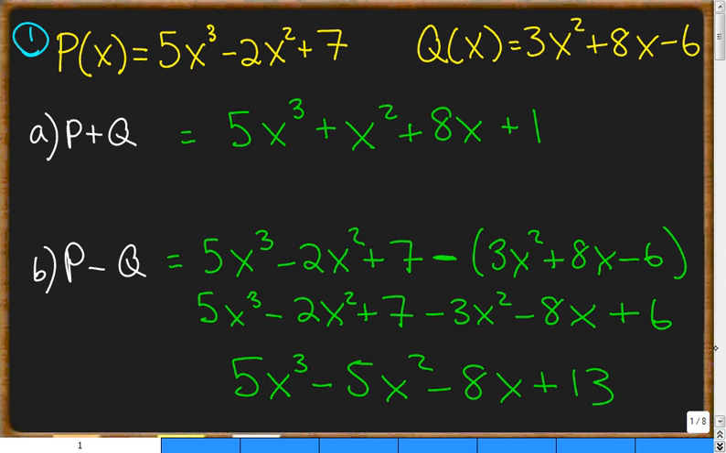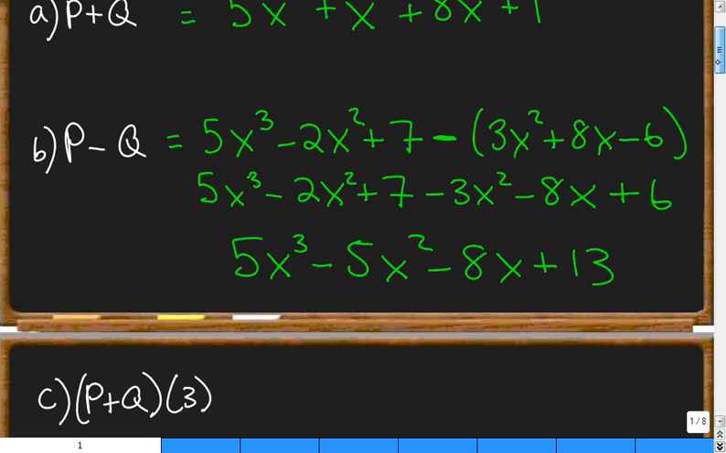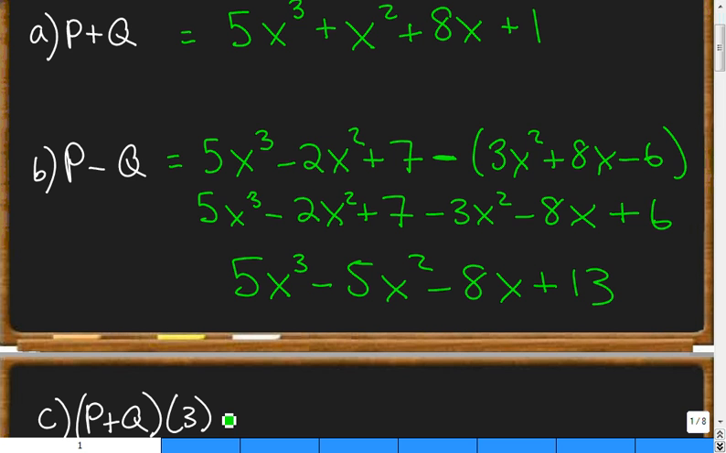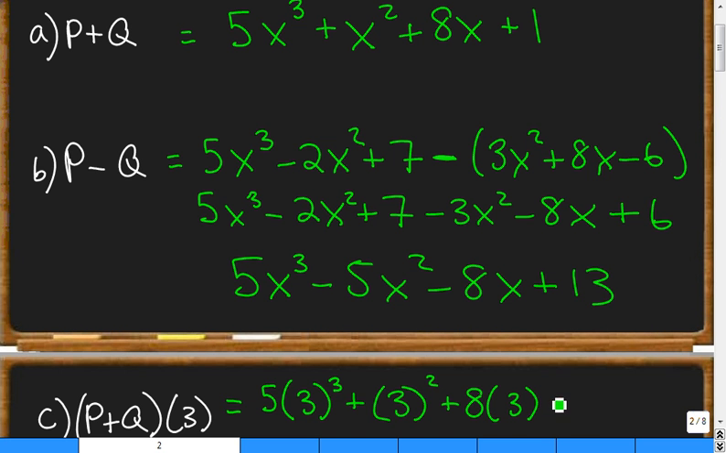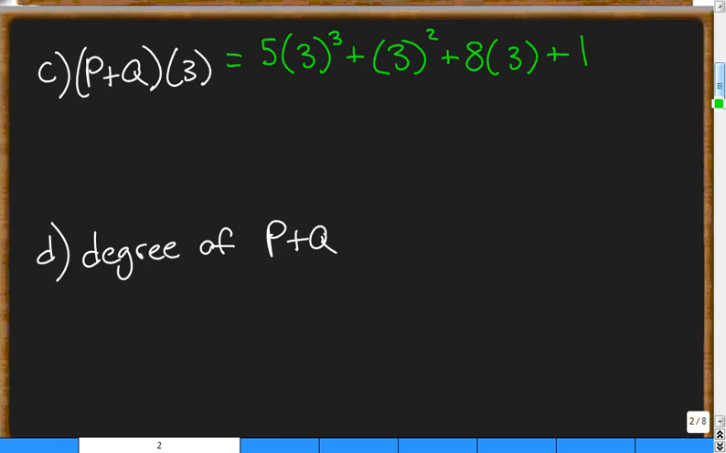Now, as we move along, the next one asks us, what's p plus q of 3? Well, for this problem, we need to go ahead and plug in 3. So we're going to get 5 times 3 cubed plus 3 squared plus 8 times 3 plus 1. And so we can go ahead and evaluate this. 3 cubed is the same thing as 27. 3 squared is 9. 8 times 3 is 24. And obviously we have the plus 1.